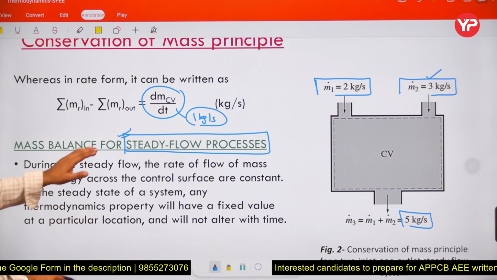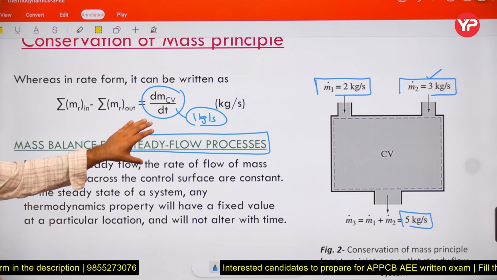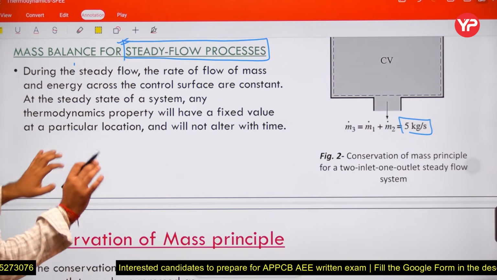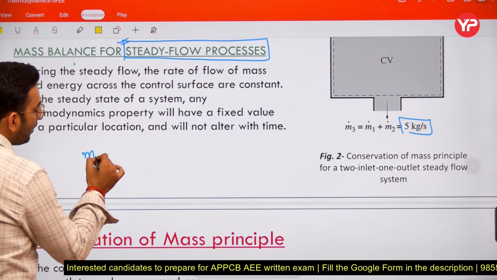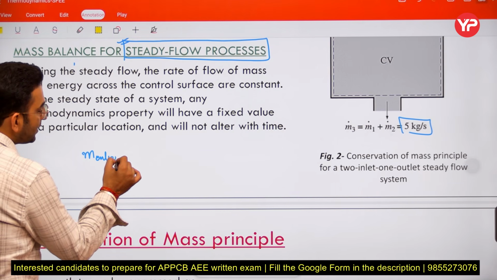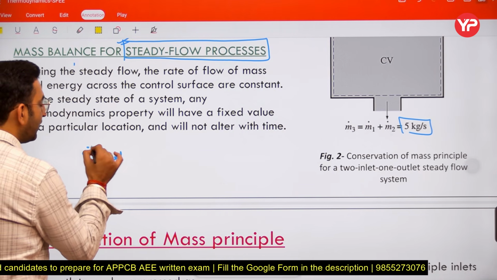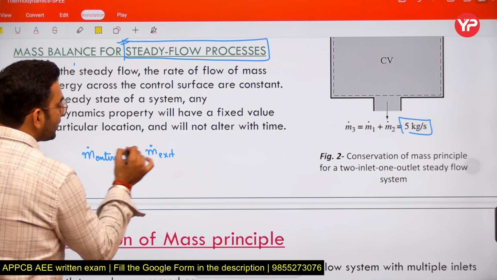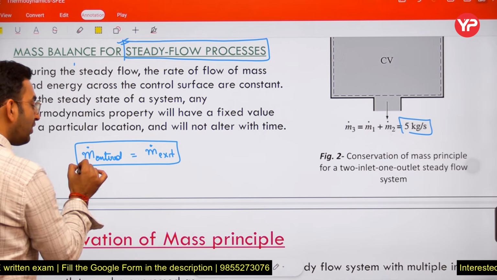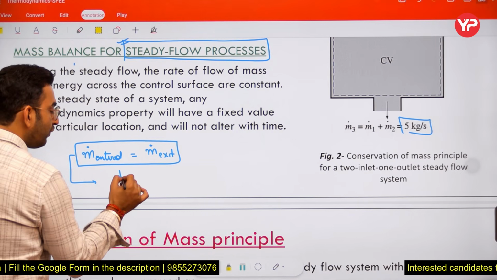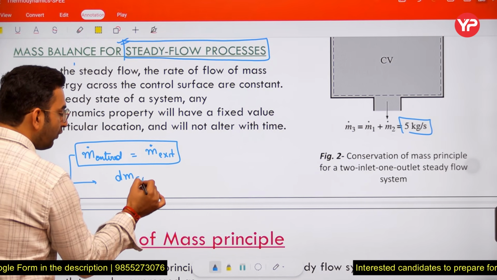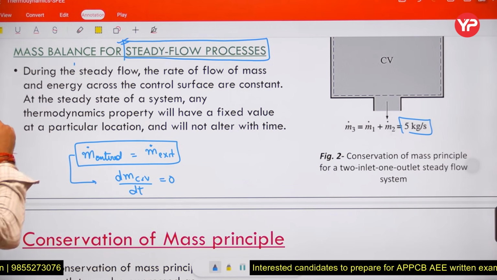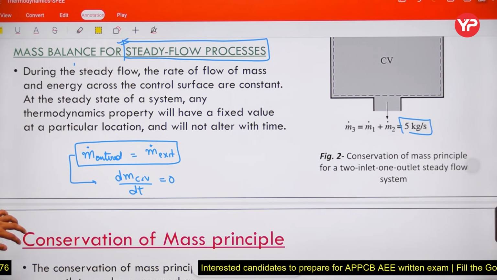So remember that if you want to write down the mass flow rate or do the conservation of mass principle for the steady flow process, there is a simple formula: the total mass which is entering the system must be equivalent to the total mass exiting from the system. Remember this condition, and correspondingly the rate of change of mass inside the control volume with respect to time must be equivalent to 0. Okay, so that is important for you.